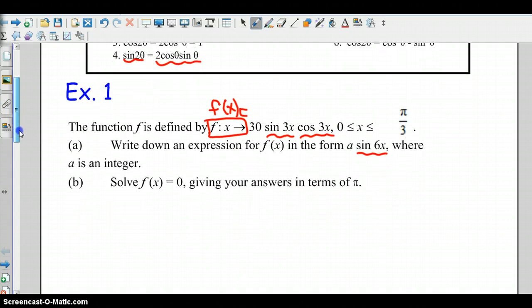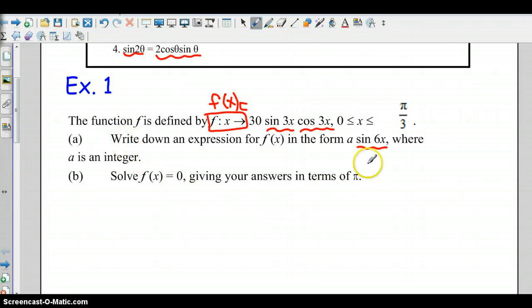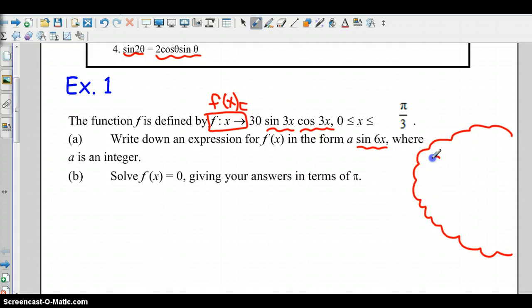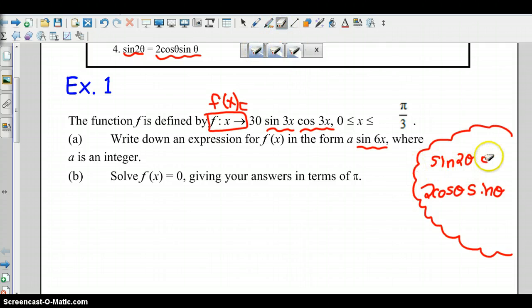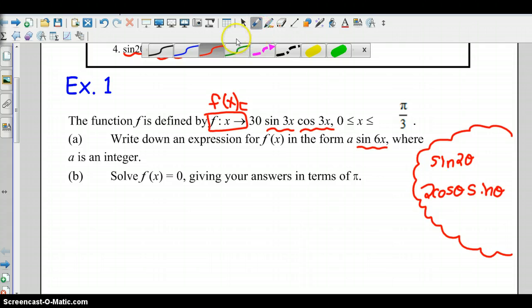So I'm going to come down, and any trig identity that I think I'm going to use, I'm going to put off in a little bubble over here on the side. I'm going to call this my brain bubble. So I've got sine 2 theta is equal to 2 cosine theta sine theta. I'm going to keep that in the forefront of my memory, so that will help me as I work through this.